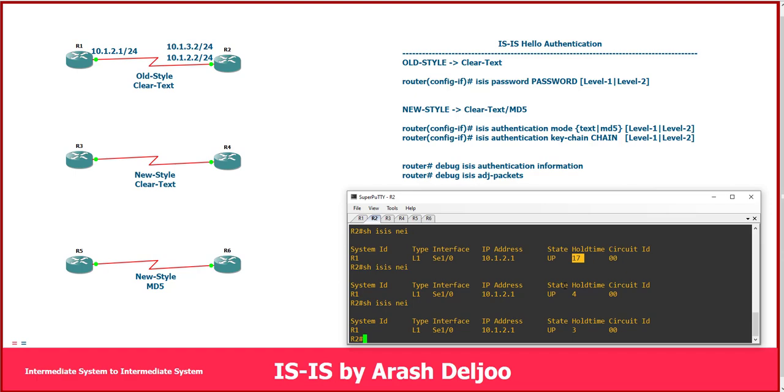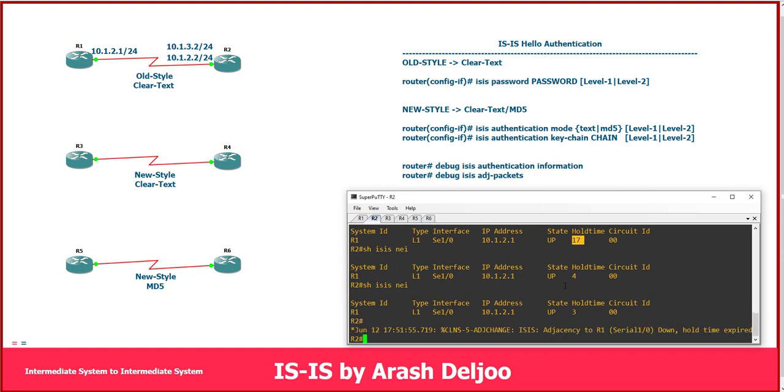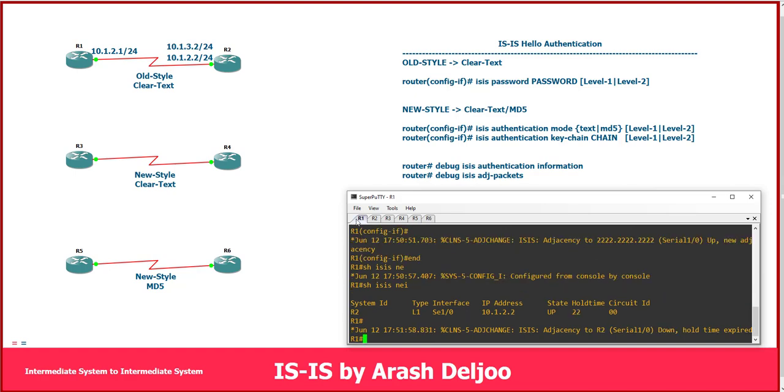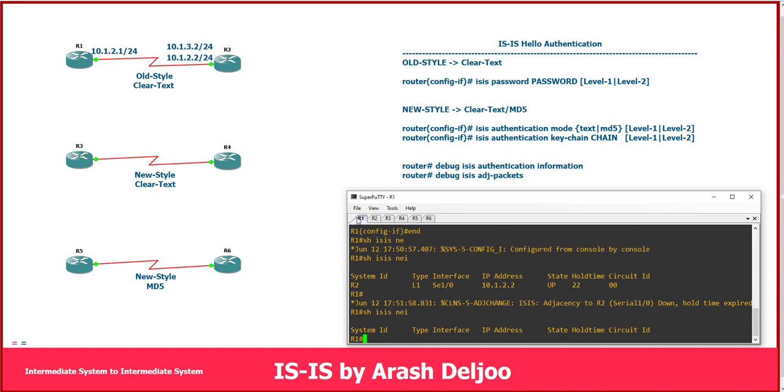Now the hold time is 3. Let me wait, for example, 3 seconds. Now the neighborship goes to the down state. This means that we don't have neighborship. Show isis neighbor, and also in R1 show isis neighbor. Look at here, we don't have neighborship. Why? Because we used a different range of IP addresses on one link.